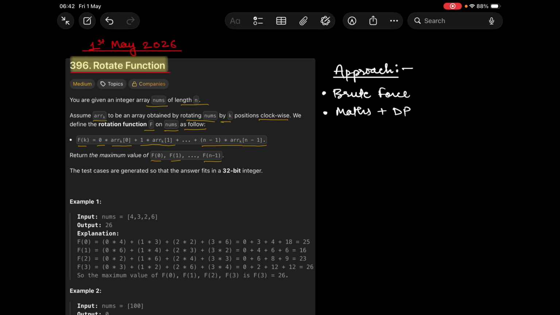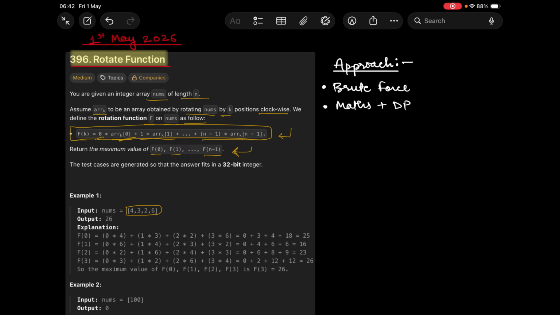Now, what the problem says is that we're given an array and this is what the function of k represents. Basically multiplying this value, arr of k of 0 and so on, every time, and at the end returning the maximum among all the functions which we get. F of 0 would be the same, then F of 1 would be after one rotation. Similarly, F of k would be after k position rotation.